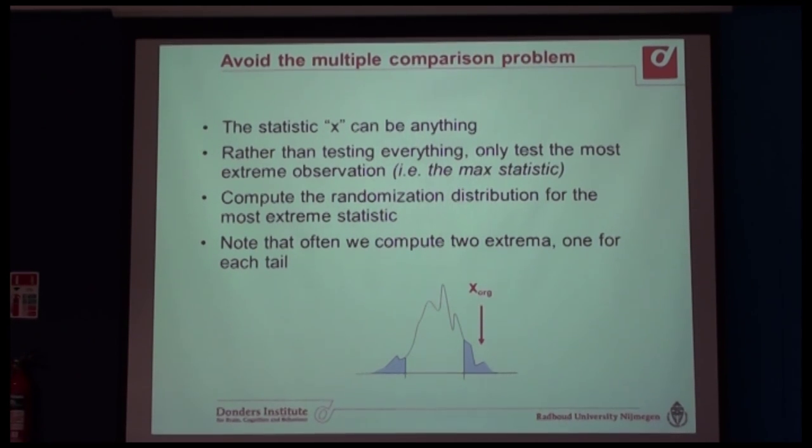So if I'm saying we're computing the maximum statistic, or the most extreme statistic, what we usually do is we compute the most extreme positive statistic and the most extreme negative statistic, which means that we're doing two randomization tests, one for the most extreme positive, one for the most extreme negative. And we're correcting for those permutation tests using a one-sided correction, allowing for 2.5% on one side of the distribution and 2.5% for the other side of the distribution.